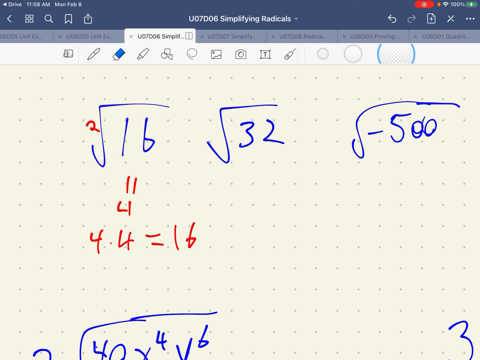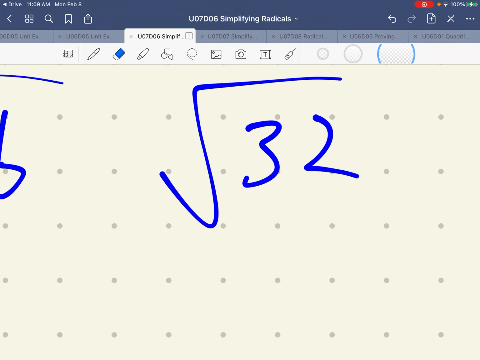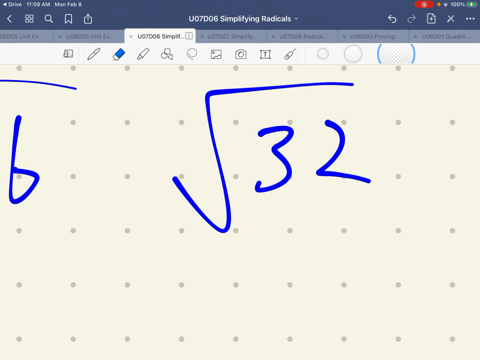Now, this is radical 32. What number do we have to multiply by itself twice to get radical 32? Well, it has to be some decimal, because 4 times 4 is 16, and 5 times 5 is 25, and 6 times 6 is 36. So it has to be somewhere between 5 and 6. So this doesn't have a nice round number, meaning the square root of 32 is actually an irrational number. So it is a non-terminating, non-repeating decimal.